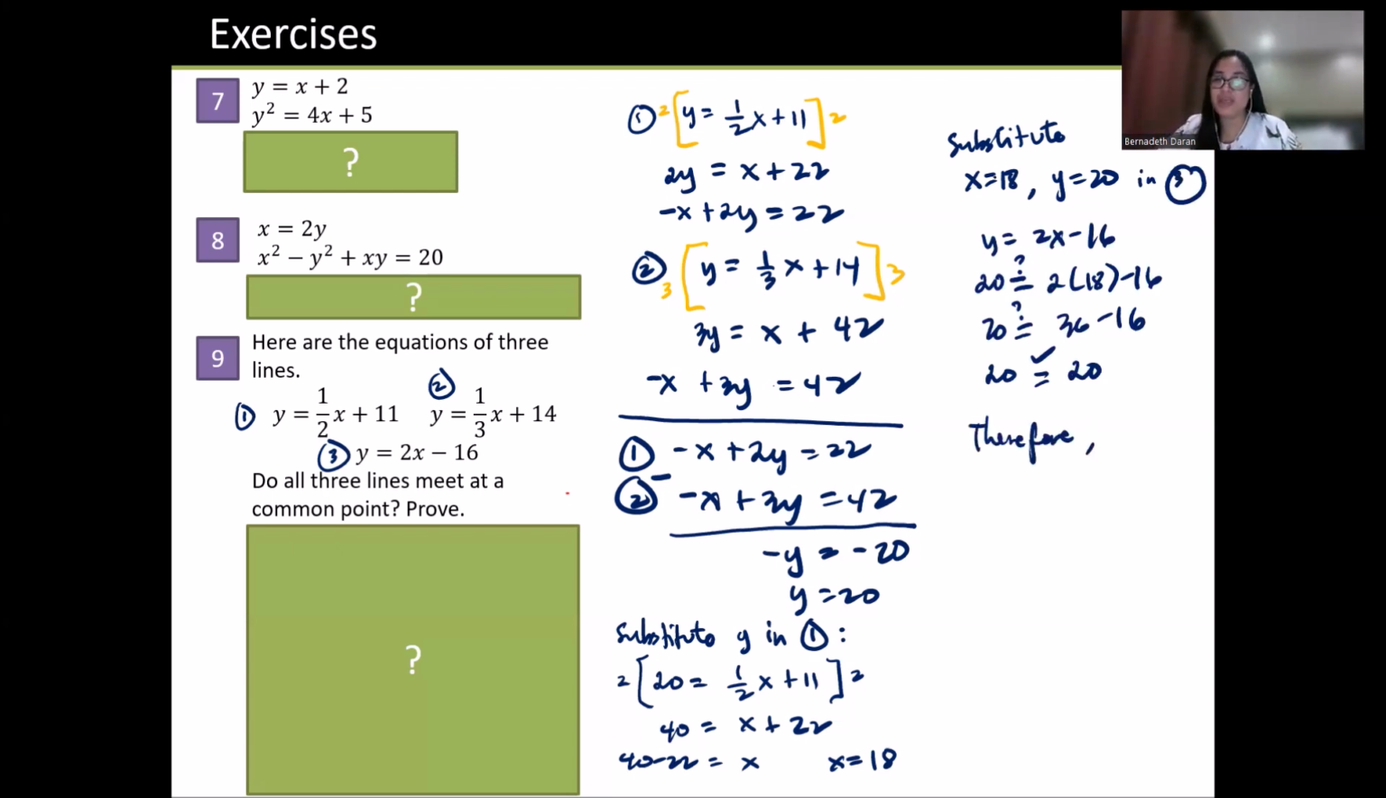So we now have proof, therefore, since the value of x equal to 18 and y equal to 20 is consistent with all of the equations, the three lines meet at a common point.